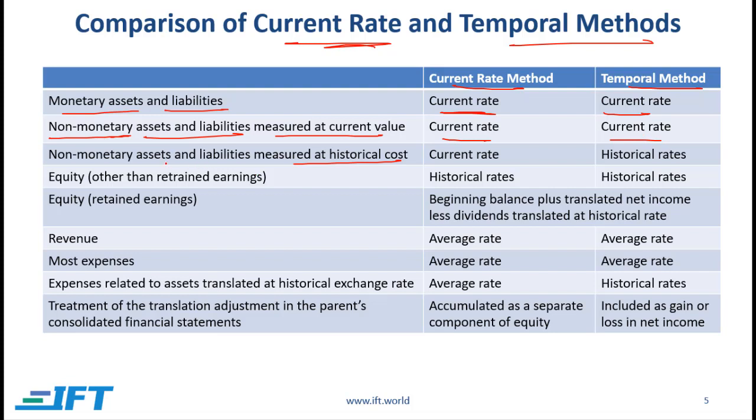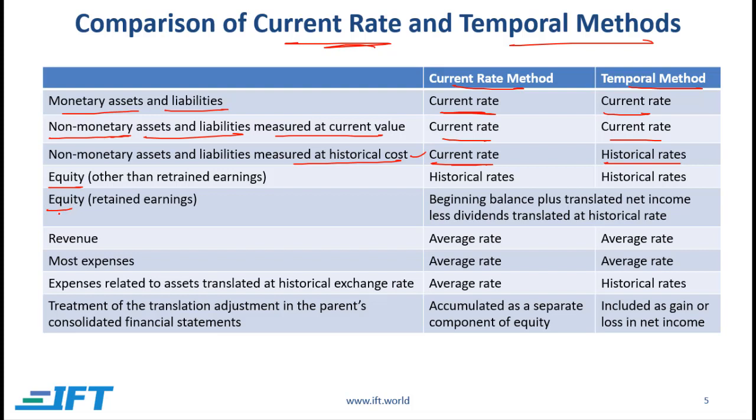On the other hand, if we have non-monetary assets measured at historical cost, so for example, we might have property, plant, and equipment in this category, then with the current rate method, we use the current rate, whereas with the temporal method, we use historical rates. So these would be the exchange rates when the property was purchased or when the equipment was purchased.